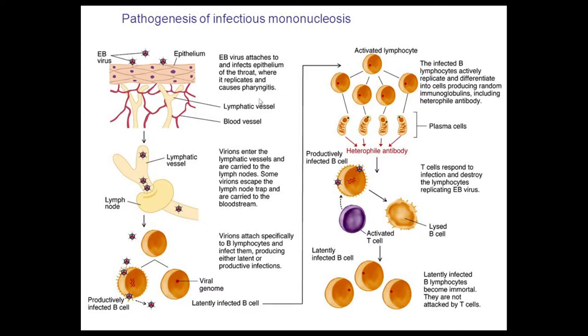And then the latently infected B cells may be activated and then replicate and differentiate and produce random immunoglobulins. So because the polyclonal non-specific activation of lymphocytes occurs. So not antigen specific. Do you understand what it means, polyclonal non-specific? Without the recognition of the antigen. And then this causes the many polyclonal plasma cells activation.